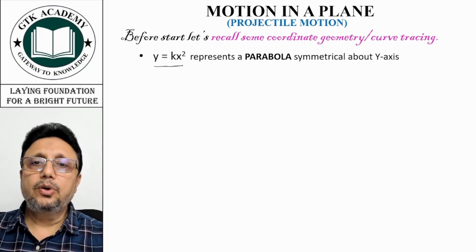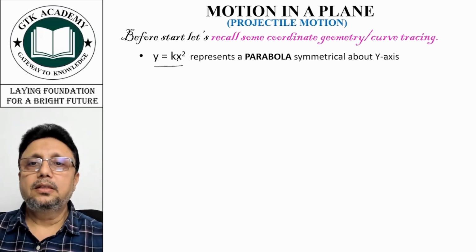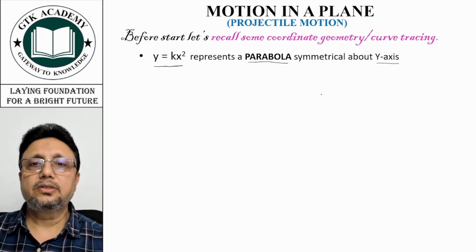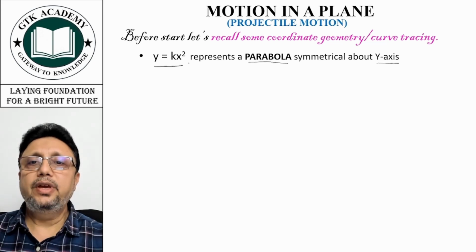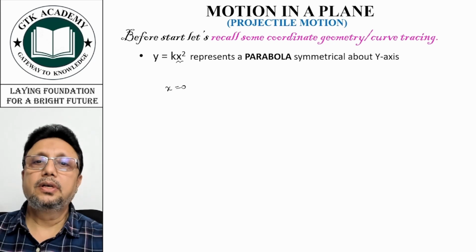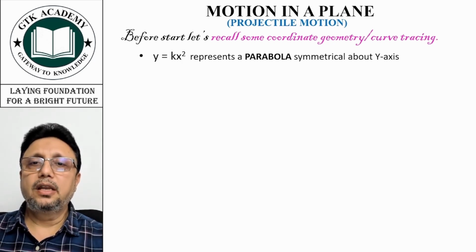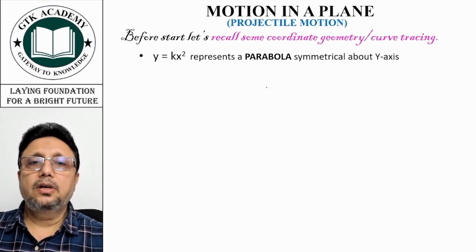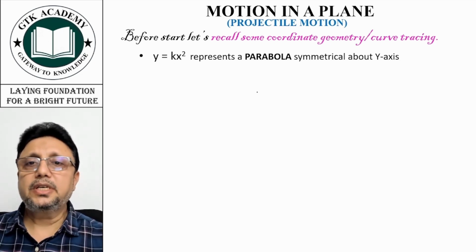The equation y is equal to kx square represents a parabola symmetrical about the y-axis. Please note, we have the term x square here. Now, what is the equation of the y-axis? x is equal to 0. The orientation of the parabola depends on whether k is negative or positive. Let me explain why I am discussing this, because we will be using this topic.